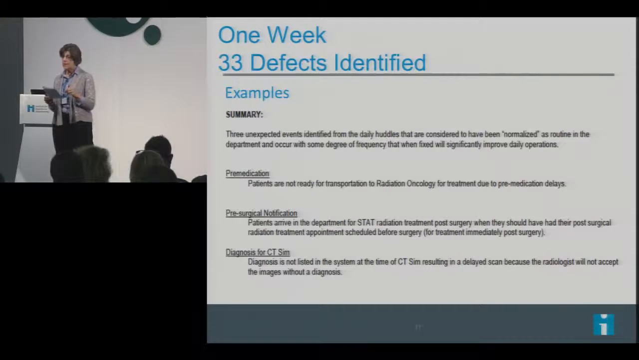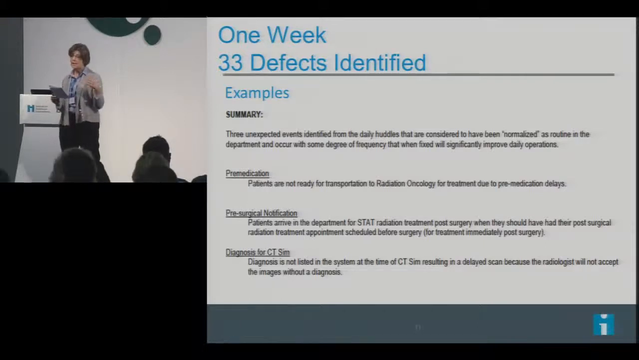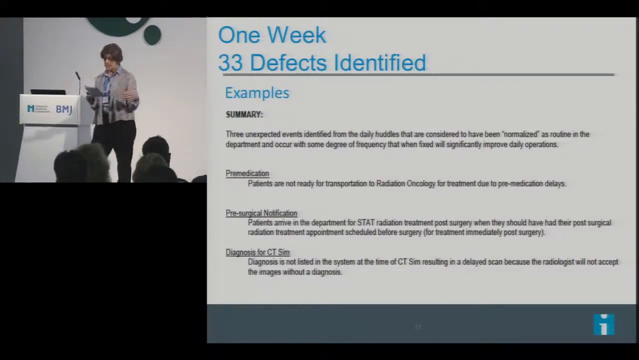So what you need to think about is, what is this doing to your staff's day when there's all these kinds of things happening, and how can they take steps to begin to solve this.